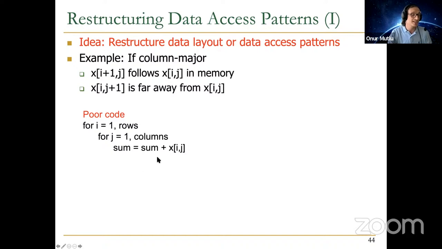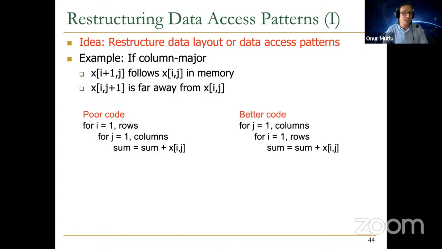What this code is doing is really exercising the cache misses, because in each iteration, the next access from X[i, j] is to X[i, j+1], and then j+2, j+3, j+4. So it's basically always accessing something far away in memory. As a result, it's not exploiting spatial locality well.